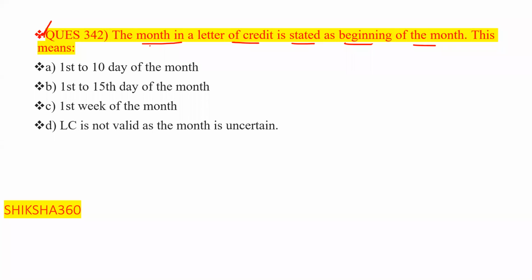Option A is 1st to 10th day of the month. Option B is 1st to 15th day of the month. Option C is 1st week of the month. Option D is LC is not valid as the month is uncertain. When it is stated as beginning of the month, it means 1st to 10th day of the month. So option A is our answer.